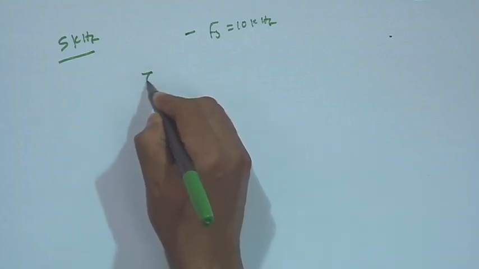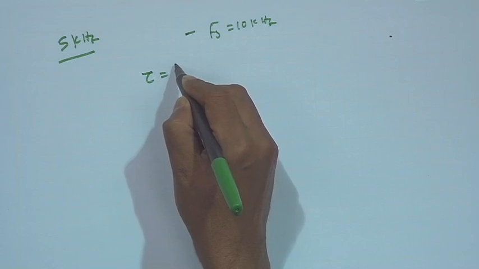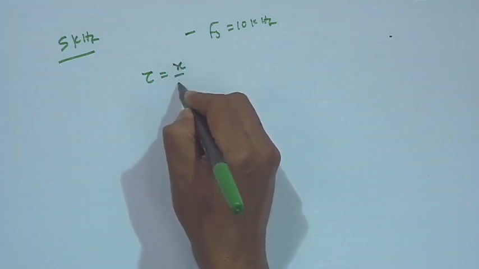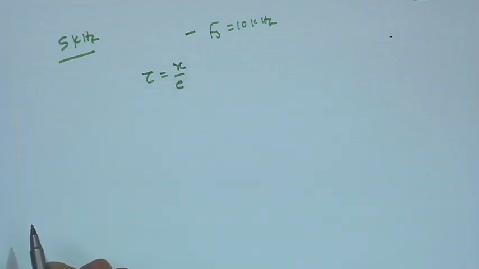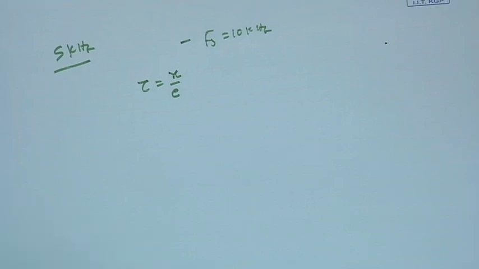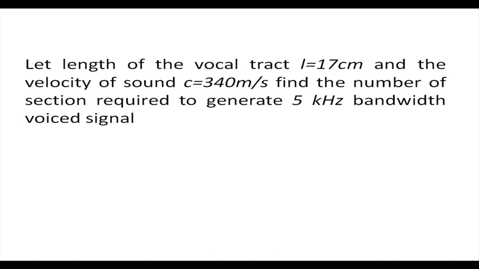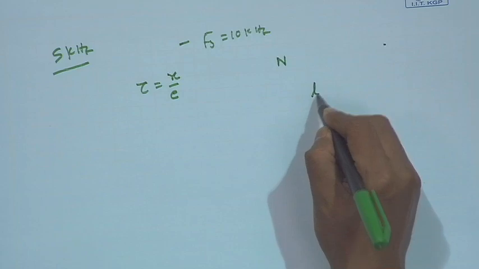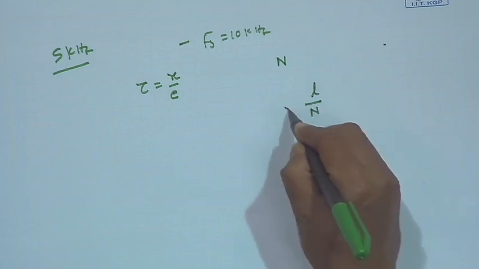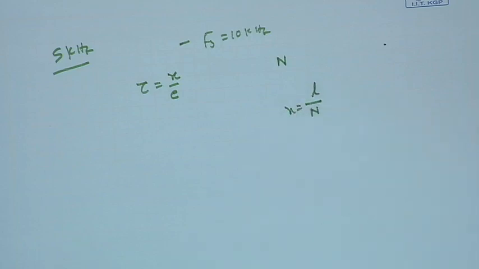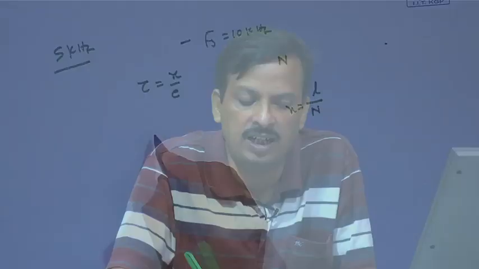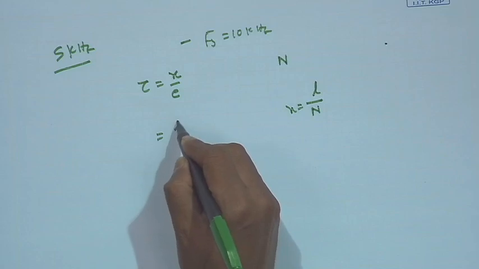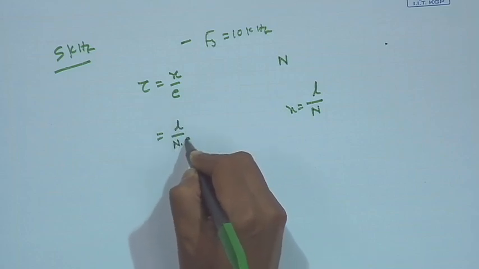Then what is my tau? Tau is nothing but x by c. What is x? x is the length of each section. I have to find the number of sections required. So, let us say I require n sections. If the length of the tube is L, then x is equal to L by n. So, tau is equal to L by n times c.